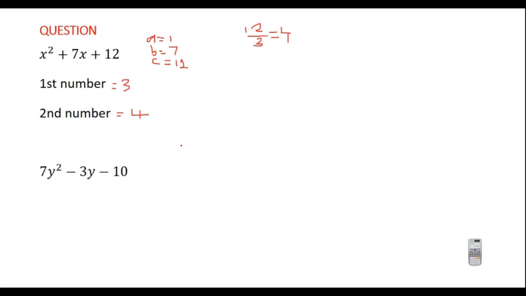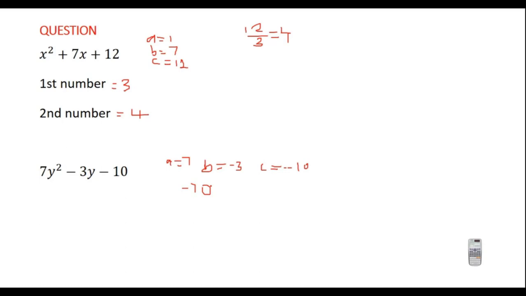Let's take another example. We have y squared minus 3y minus 10. So we know from here that A is 7, B is equal to minus 3, and C is equal to minus 10. Then as we said, multiply A by C. So 7 times minus 10 will give us minus 70.